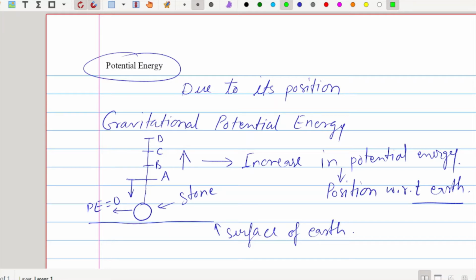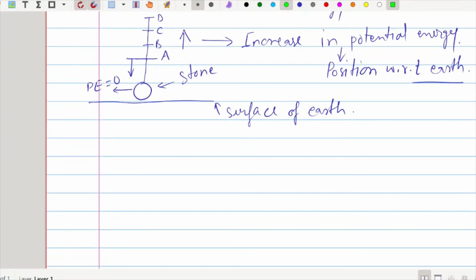Now imagine if you want to write the formula of potential energy. How will you write it? To write the formula of potential energy, we can use PE is equal to mgh. So what is this PE is equal to mgh?